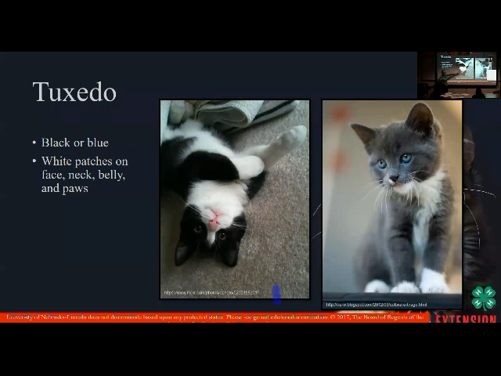Anybody have a tuxedo marked cat? Oh, awesome. A couple here. I do. Okay. I think this one's really cute. Yeah, its eyes are really cool.